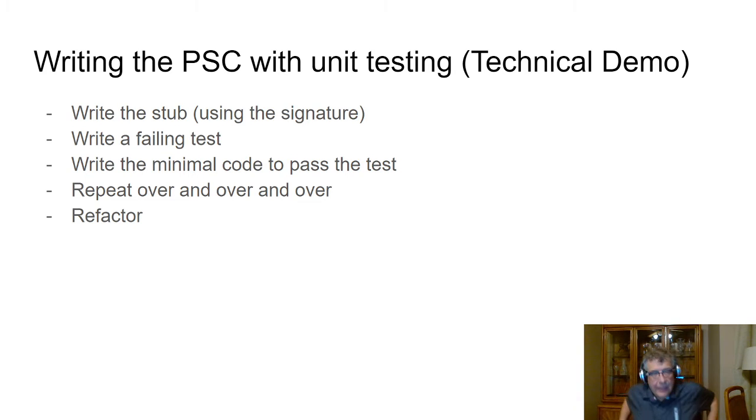All right, now that the plumbing has all been set up for us, we can actually begin. And again, I want this to turn into a chant with the class now. Write the stub, write a failing test, write the minimal code to pass the test, and then repeat over and over and over again. And if you actually follow this process, you can't get lines of code that aren't tested.